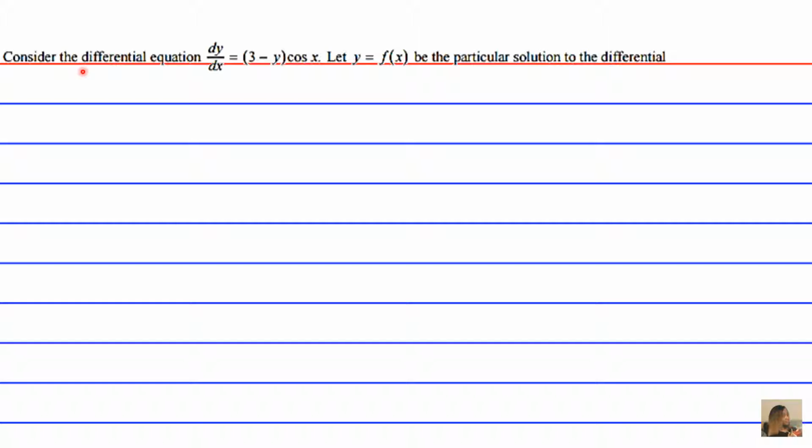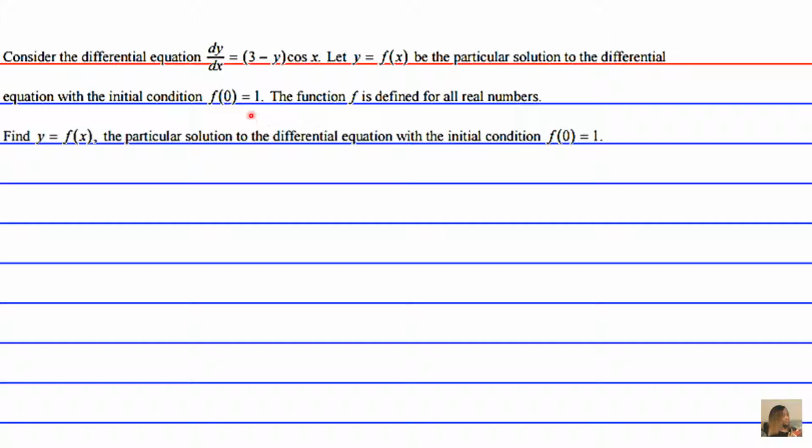Consider the differential equation dy/dx equals (3 minus y) times the cosine of x. Let y equals f of x be the particular solution to the differential equation with the initial condition f of 0 equals 1. The function f is defined for all real numbers.